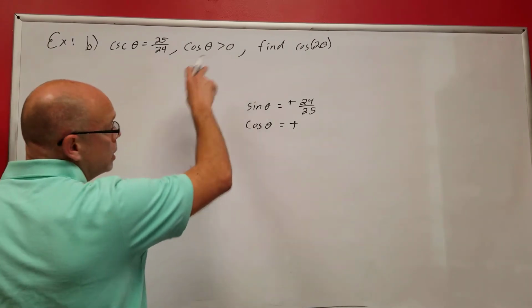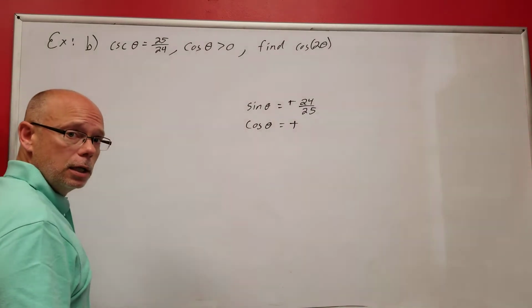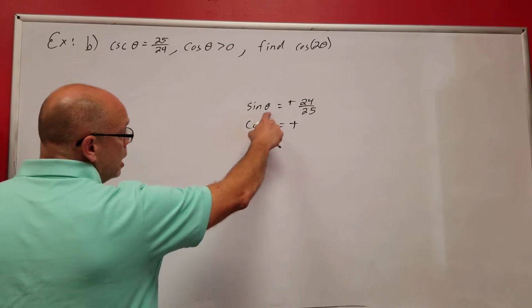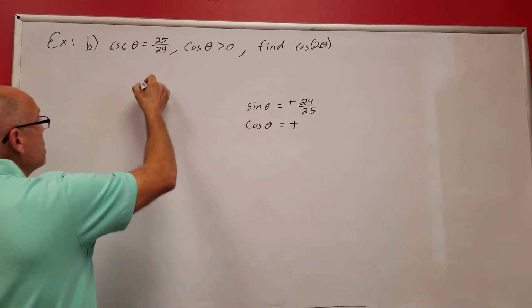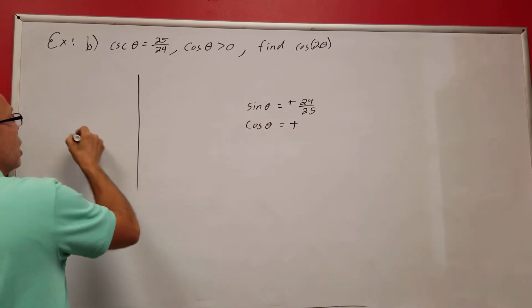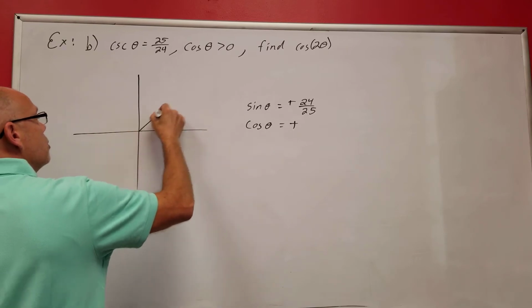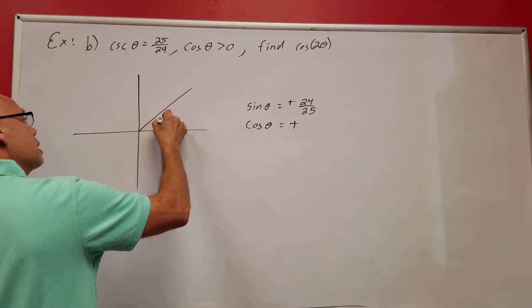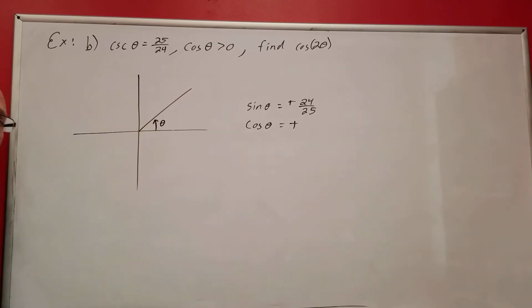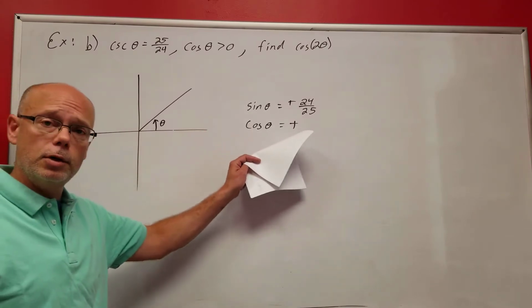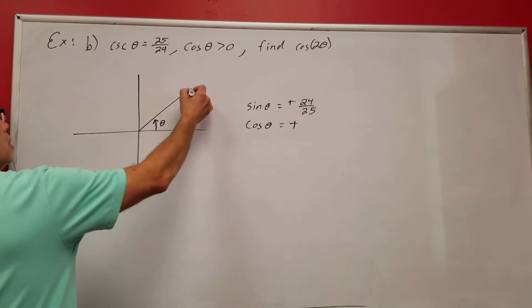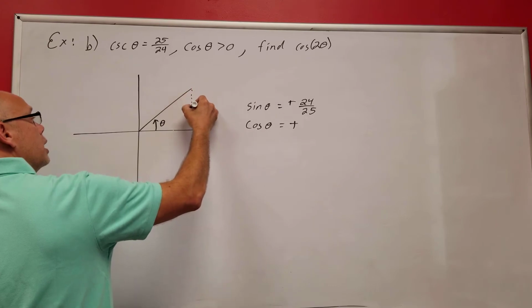This time we're not given a quadrant in which the terminal side of theta lies, but we're given that the sine is positive and the cosine is positive. Where does that happen? Which quadrant? Quadrant number 1. So I'm going to say that's angle theta, because that's the quadrant where the sine and the cosine are both positive. All right, let's construct our right triangle here.